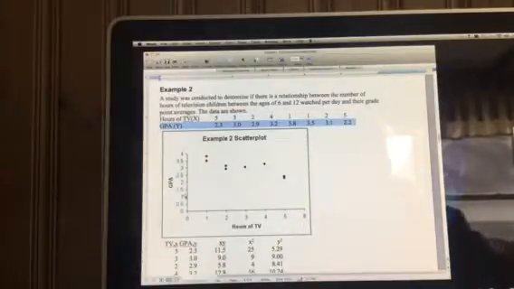Now, I graphed that using, again, the XY scatter plot feature in Excel. And if we look at this graph, from left to right, it gets lower. So we'll see the difference between this and what we had seen in example 1.